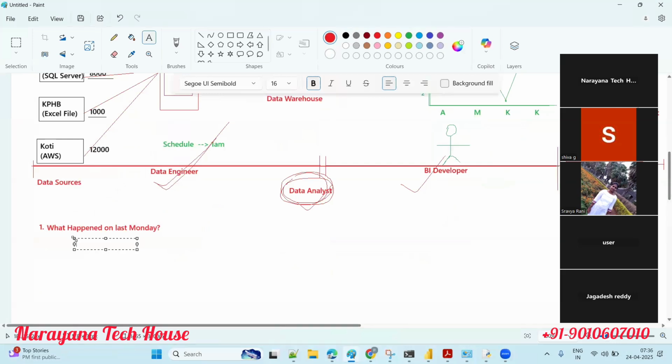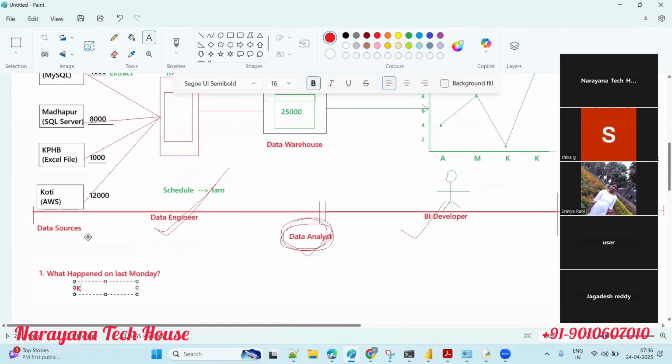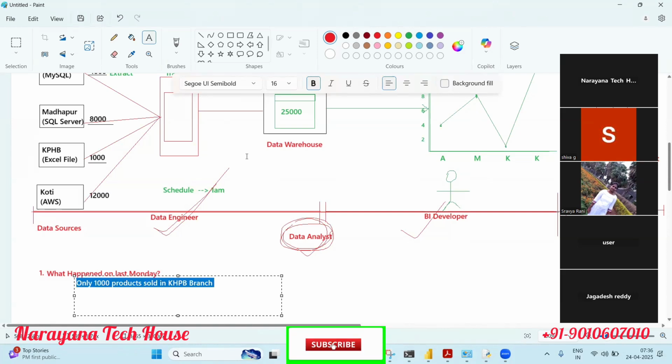Now, which one sold less here? Tell me, all of you. KPHB, only 1,000. The answer is only 1,000 products sold in the KPHB branch, or store. I could give all the details, but I am giving the one which has the fewest sales.